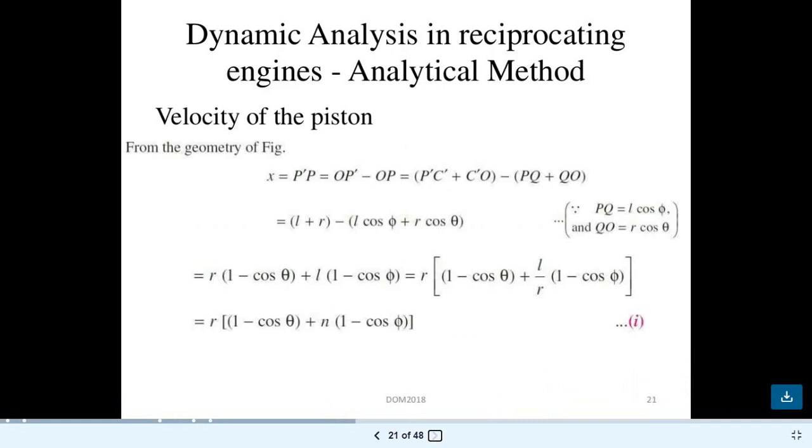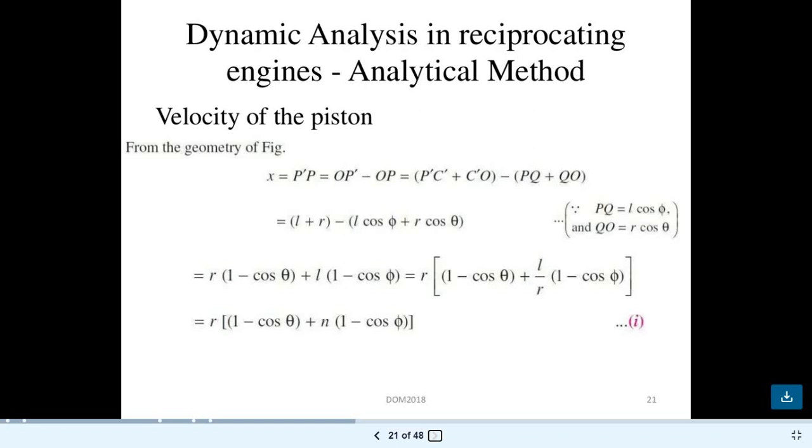X is the displacement of the reciprocating part, P dash to P. The P dash to P we have to subdivide into OP dash minus OP. From the OP dash we subtract the OP, and we get P dash to P. The OP dash can be subdivided into P dash C dash plus C dash O. Then OP can be rewritten as PQ plus QO. So P dash C dash is equal to L, and C dash O is equal to R.